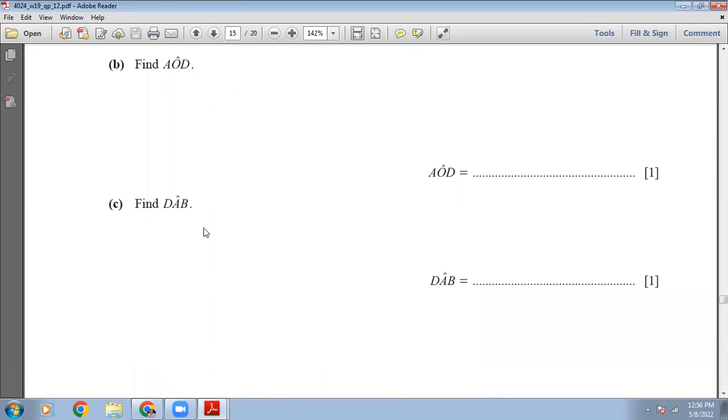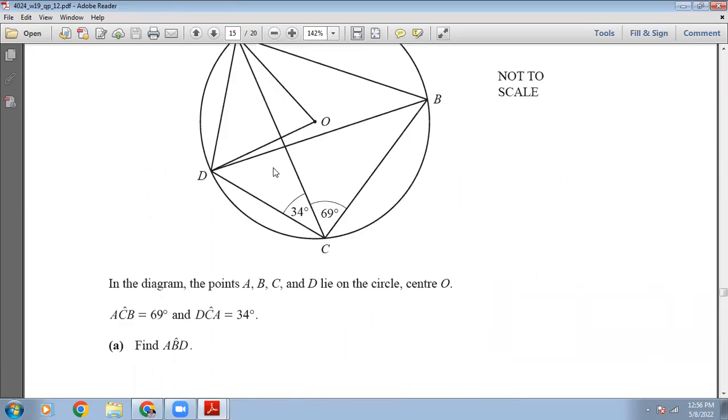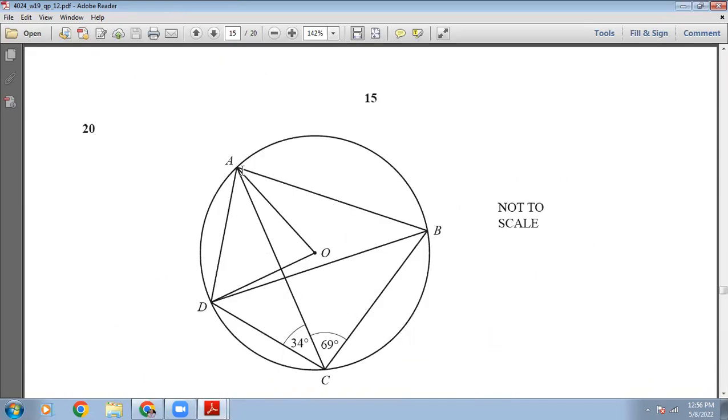Then their question is, find the angle DAB. They want this full angle. So you can see this is a cyclic quadrilateral, ABCD. Can you see that this is a cyclic quadrilateral? Cyclic quadrilateral means it's a four-sided figure, and all its vertices are on the circumference. The opposite angles in a cyclic quadrilateral, their sum is 180. They are supplementary to each other.